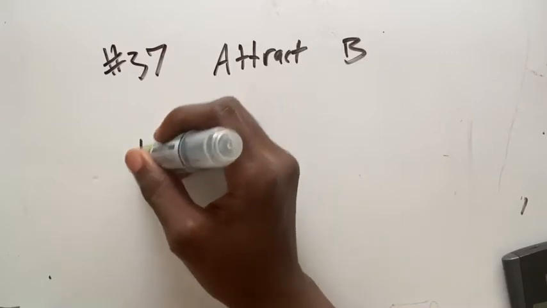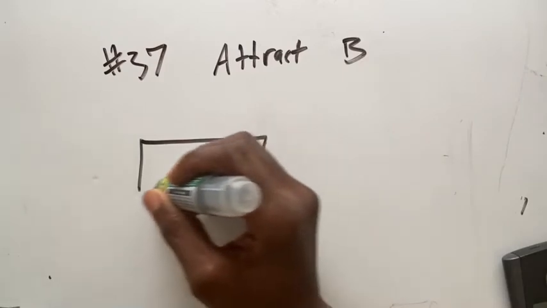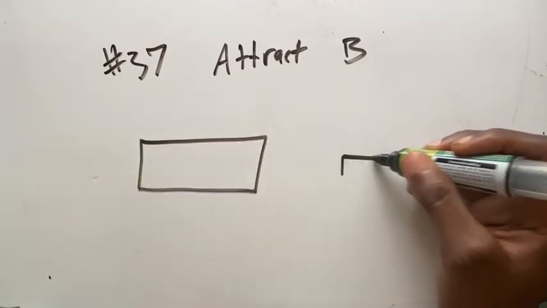Let me try to draw that out this way. So we got this big magnet and we got this small magnet.